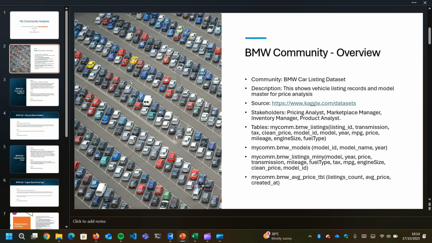So here, this is my BMW community overview. As you can see here in the description, this shows vehicle listing records and model masters for price analysis. I got the source from Google data sets. Stakeholders include the price analyst, marketplace manager, inventory manager, and product analyst. These are the tables I used, and I'll go right away into the questions.